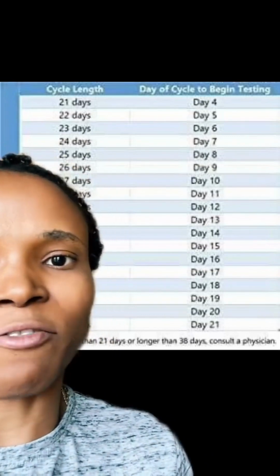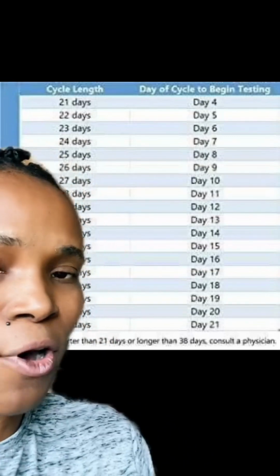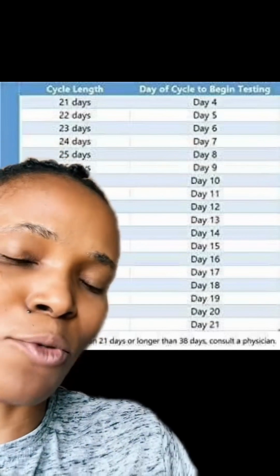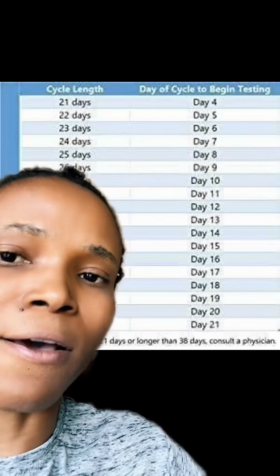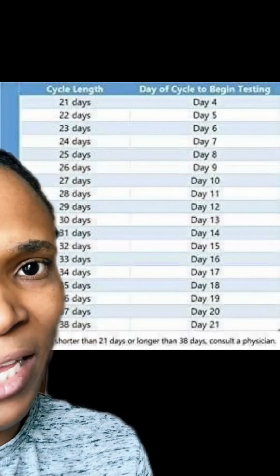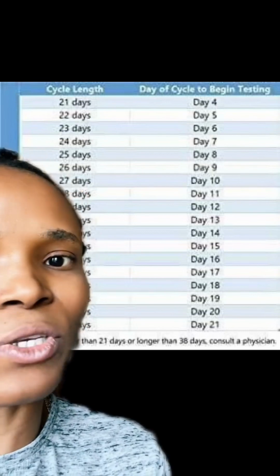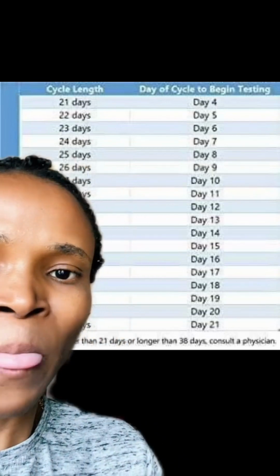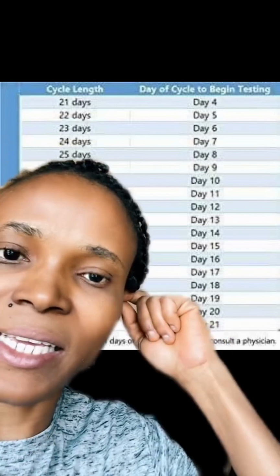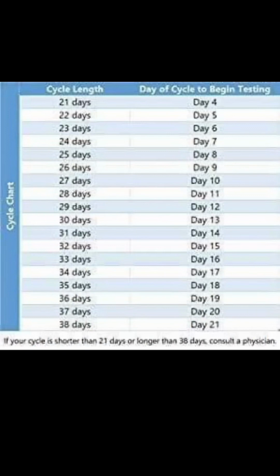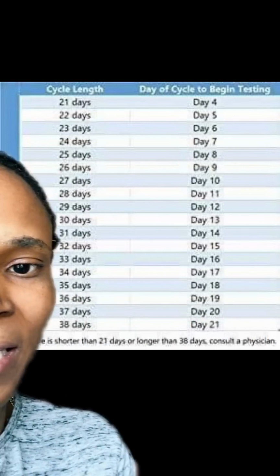Like I said, if you have a 21 day cycle, you start testing 4 days after your period finishes. If your period finished today, from tomorrow, you start counting the 4 days. If you have a 22 day cycle, you start testing after 5 days. If you have a 23 day cycle, you start testing after 6 days. If you have a 24 day cycle, you start testing after 7 days, and so on and so forth until you get to a 38 day cycle.